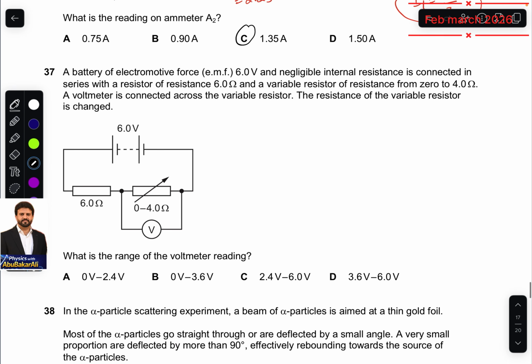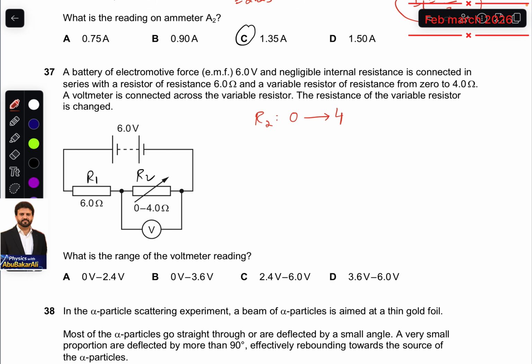Question 37. A battery of electromotive force 6 volts and negligible internal resistance is connected in series with a resistance of 6 ohms and a variable resistor of resistance that varies from 0 to 4 ohms. A voltmeter is connected across this variable resistor. The resistance of the variable resistor changes. What is the range of the voltmeter reading? Okay, so there are two scenarios. Let's call this R1 and this R2. We know this R2 can go from 0 to 4.